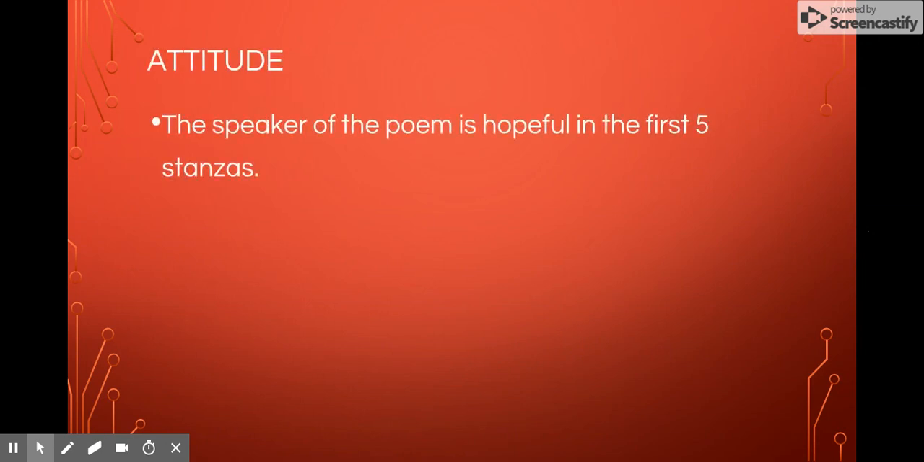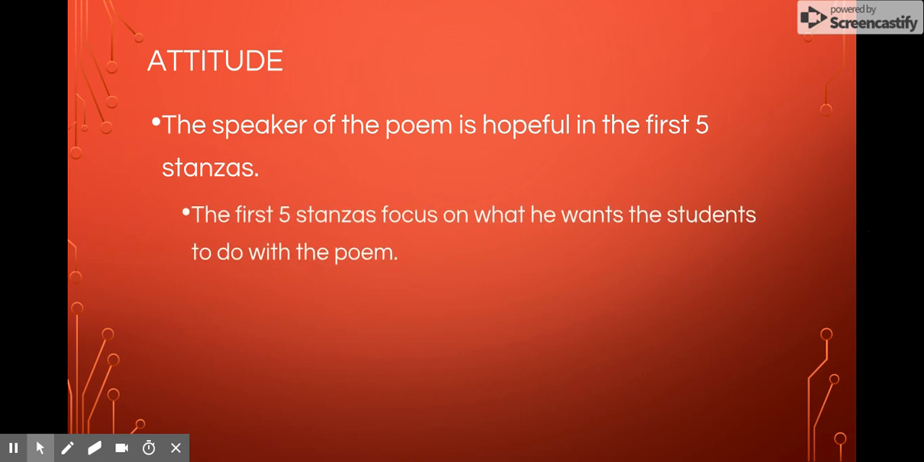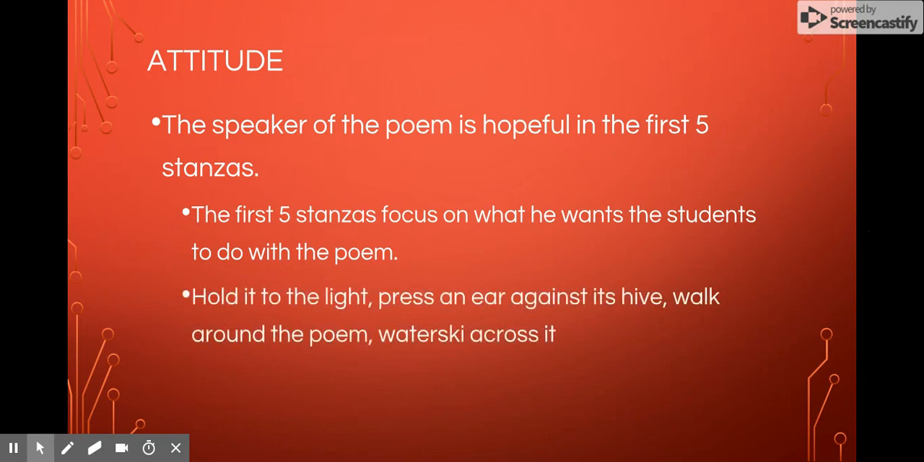So, attitude for "Introduction to Poetry." I would say that in the first five stanzas of the poem, the speaker is hopeful, right? He wants his students to enjoy poetry. He's telling them, listen to the way it sounds, see how it looks, walk inside the poem as if you were looking for a light switch, feel around and get a better idea of the poem. This is what he wants the students to do, and he wants them to enjoy poetry. He says things like hold it to the light, press an ear against its hive, walk around, water ski across it.